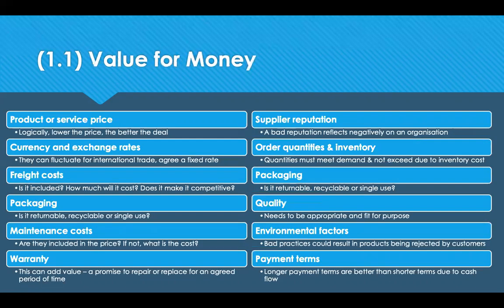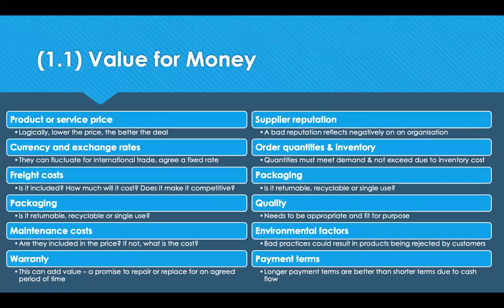So I said we'd come back to those total costs from the first slide, and I'm just going to go down to some of them and look at them in a little bit more detail. So let's go with the product and service price first. Logically, the lower the price, the better the deal, but you can't look at that in isolation. If you're buying from overseas, you may need to consider the exchange rates because they can fluctuate over time, which means that a price you achieve today might not remain that way.